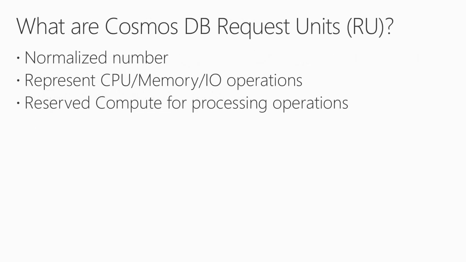What are Cosmos DB request units, or RUs? First, it's important to know that it's a normalized number. It is not strictly related to a single operation. Rather, it represents the CPU, memory, as well as the I/O operations required to execute an operation. Consider it as reserved compute for processing operations.